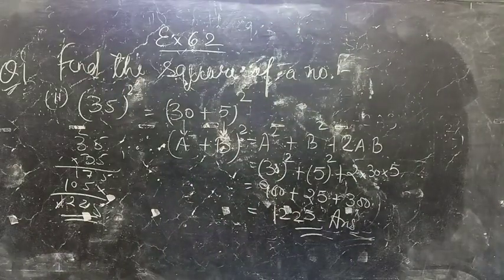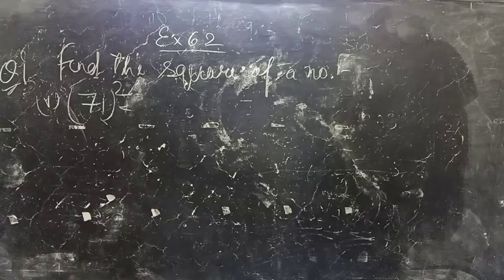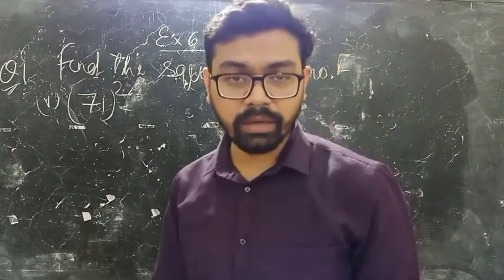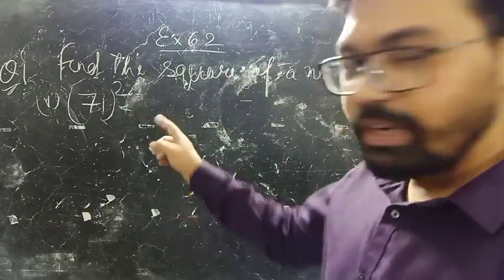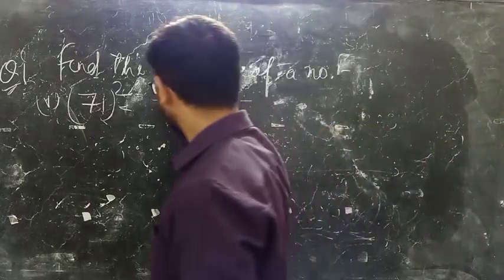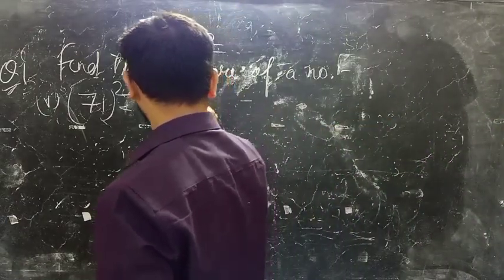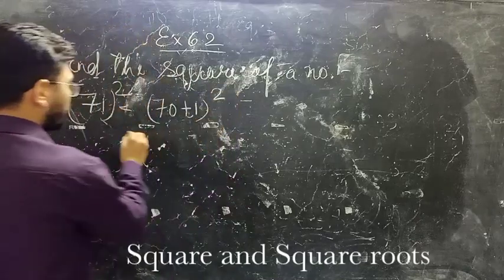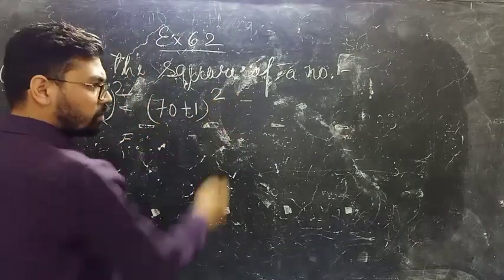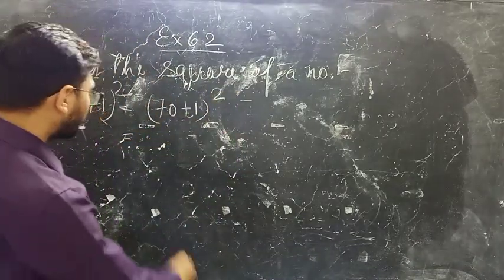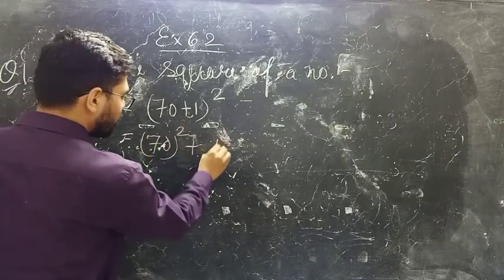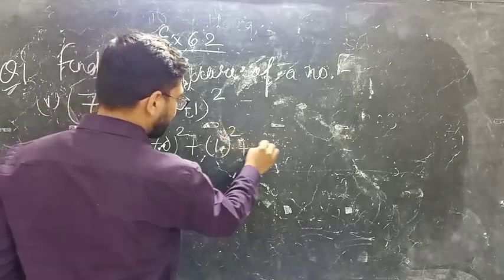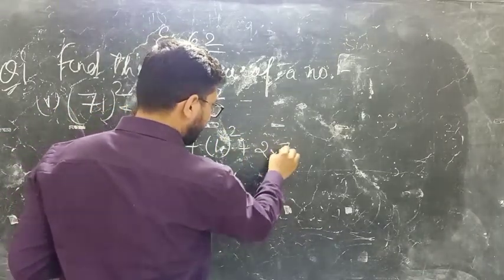Then I'll take the last question for the day. Okay? Now find the square of 71. Okay? Find the square of 71. So 71 can be written as 70 plus 1, right? a plus b whole square. Again apply the same formula: a square plus b square plus 2ab.